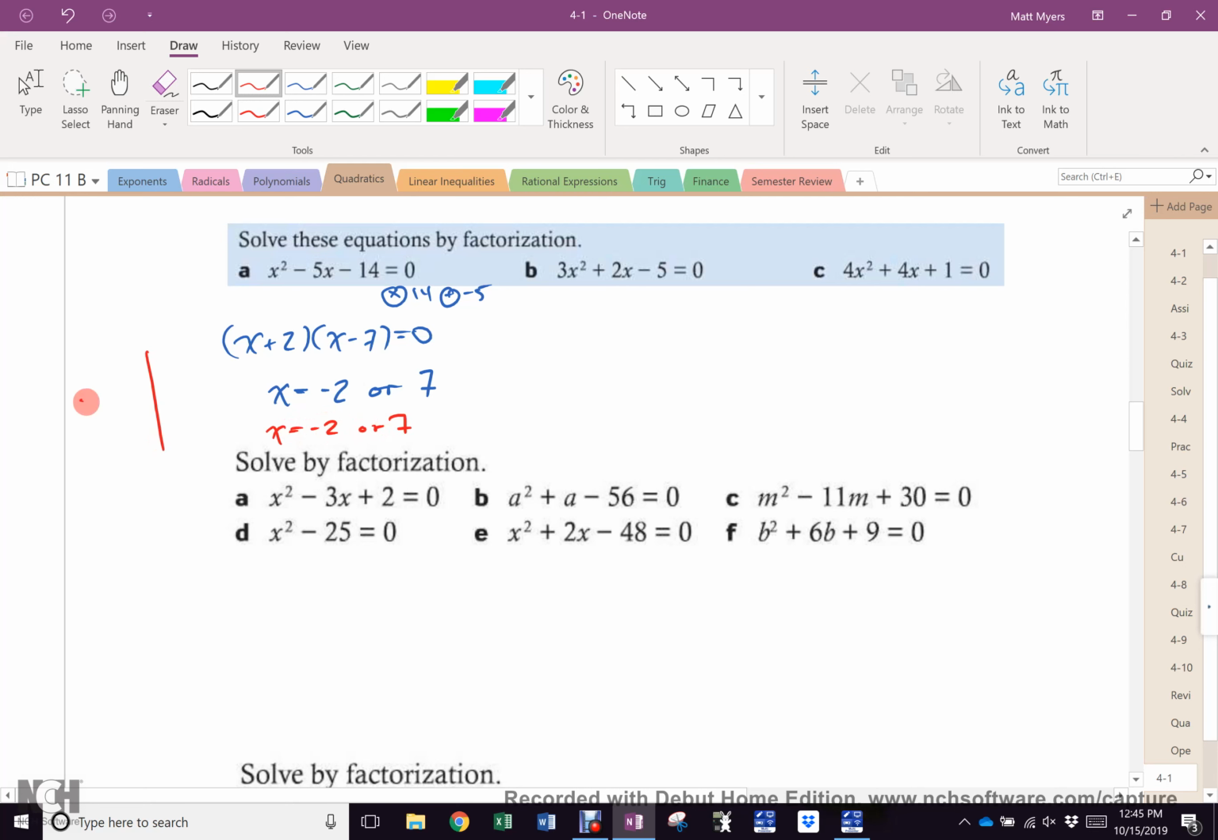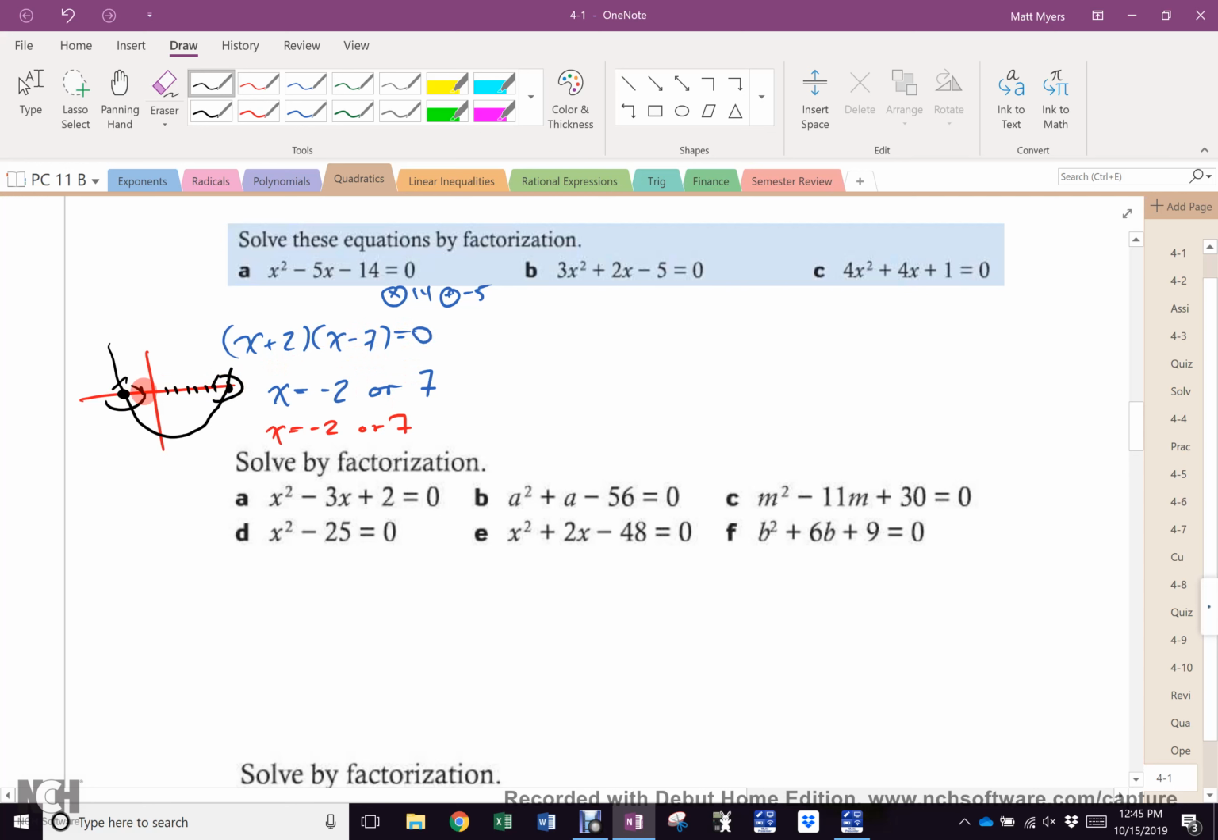So what it looks like on a graph is this. There's negative 2. 1, 2, 3, 4, 5, 6, 7. There's 7. So the graph looks like this. Goes through them both because those are X values. Right? Because those are when y equals 0. Right? Those values get me an output of 0. So they have to be on the x-axis.